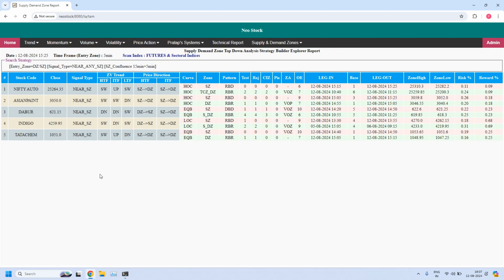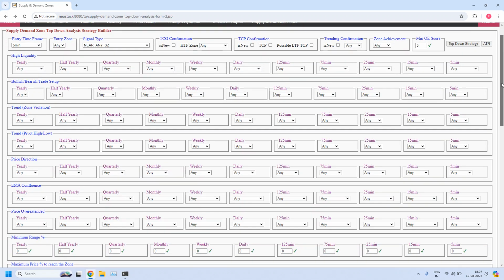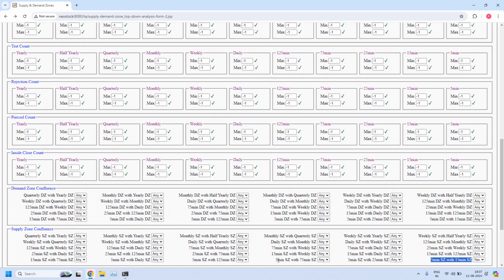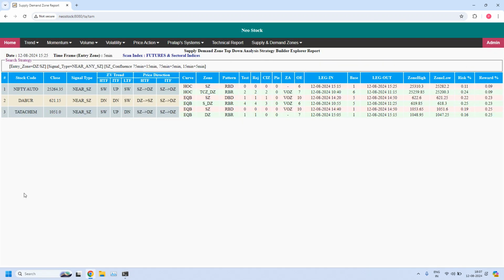Now let us verify again, among these 5 stocks, how many are having even confluence with HTF. HTF is 75 minutes. So next, 5 minute supply zone with 75 minutes supply zone confluence. Next, 15 minutes supply zone with 75. That means LTF, ITF, HTF, all 3 confluences we are verifying. Oh, 3 stocks are having the supply zone confluence. All these 3 supply zones are having confluence with all the 3 time frames.